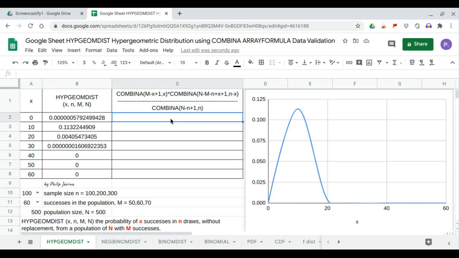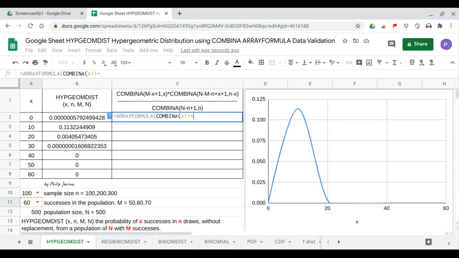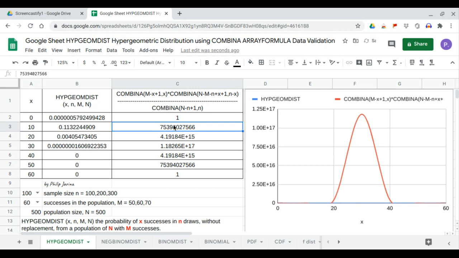We can use COMBINA to generate the same trend line and dataset, which is our array formula, COMBINA of M, the success in the population, minus x plus 1, comma x. So that's the first part of the numerator. Now the second part of the numerator.